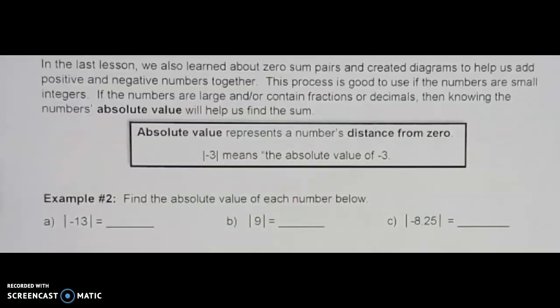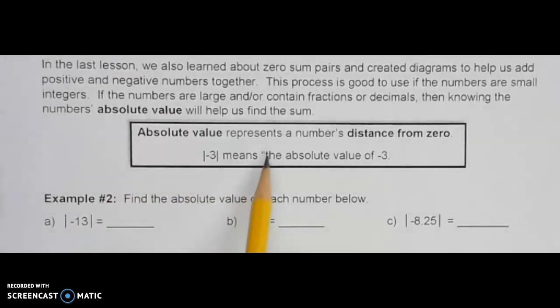In the last lesson, we also learned about zero-sum pairs and created diagrams to help us add positive and negative numbers together. This process is good to use if the numbers are small integers. If the numbers are large and/or contain fractions or decimals, then knowing the number's absolute value will help us find the sum. And so we need to remember what absolute value is.